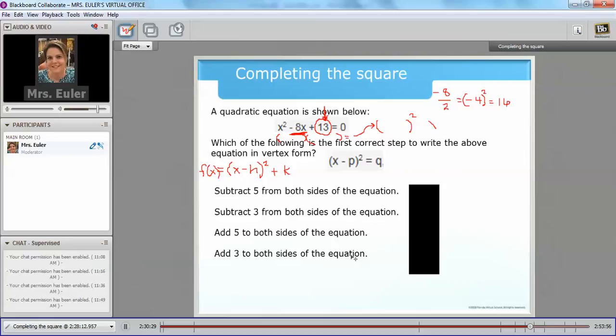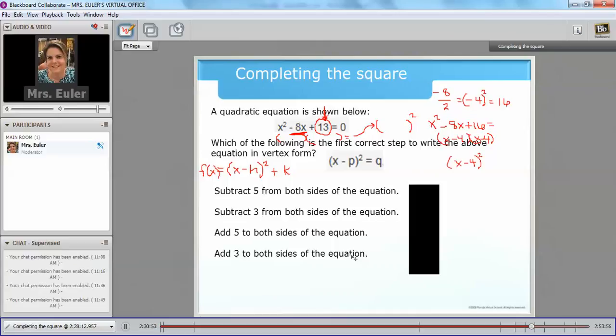So we would have x squared minus 8x plus 16. And when we factor that, it will factor into x minus 4 and x minus 4, which turns into x minus 4 squared. That's exactly what we wanted to have happen.